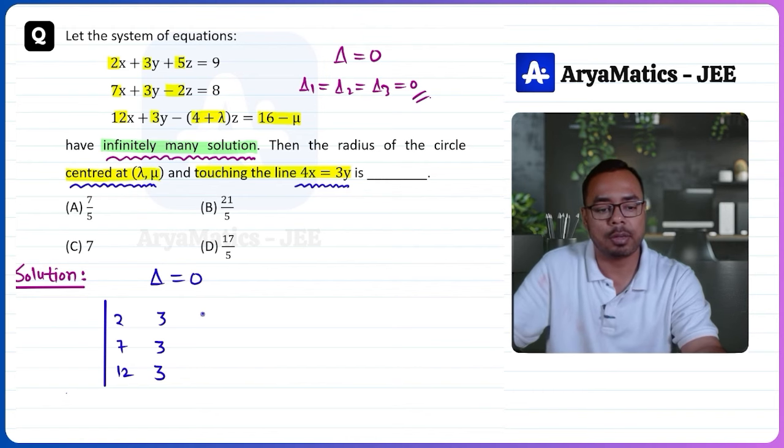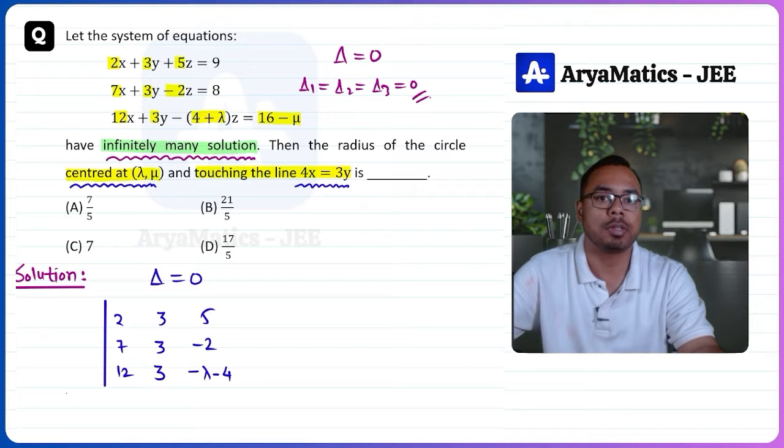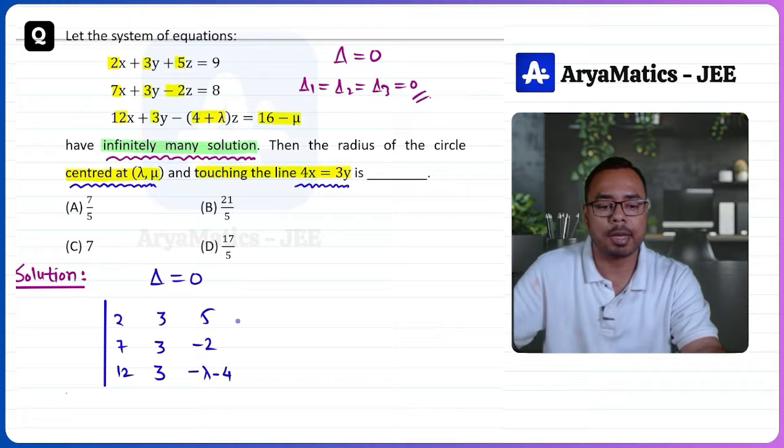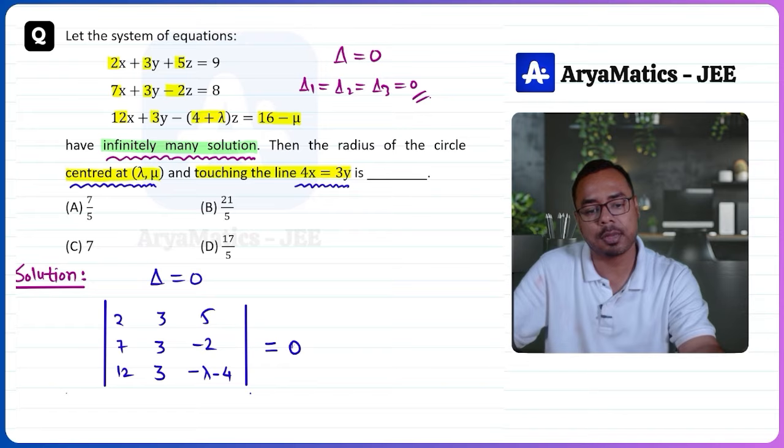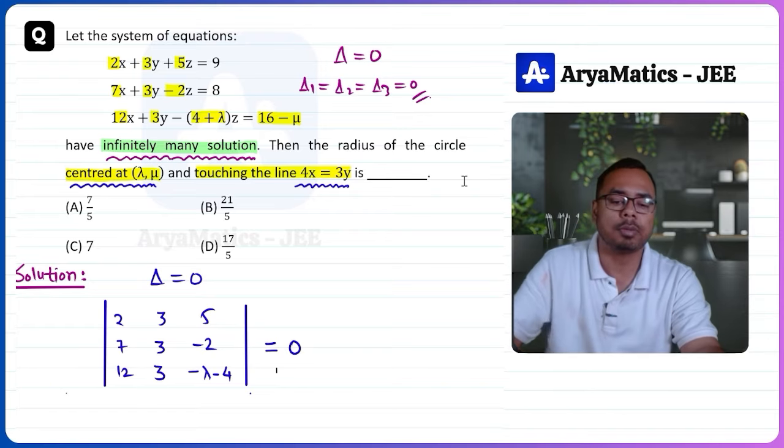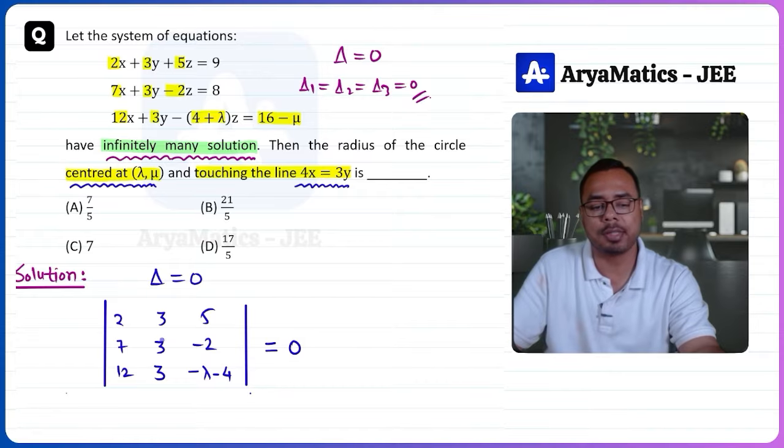And finally the third column, this will be 5, then minus 2, and then minus lambda minus 4. Right, so this is the determinant of the coefficient matrix. And because the system of linear equations has infinitely many solutions, this determinant must be 0. Now, it is not difficult to solve this determinant.